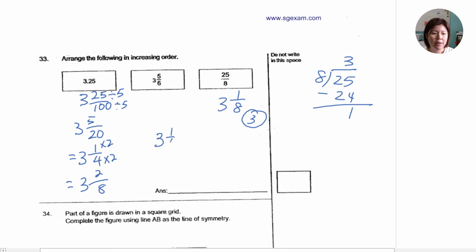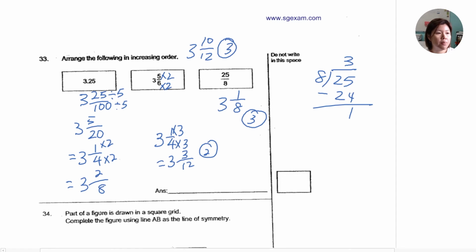So we can compare by changing the denominator. 6 and 4 denominator is 12. So I times 3, times 3. 3 whole 3 over 12. And this is 3 whole 10 over 12. So my 3 and 5/6 is bigger. So this is number 2. And this is number 3. I'm sorry, it's number 1. Because it's the biggest.